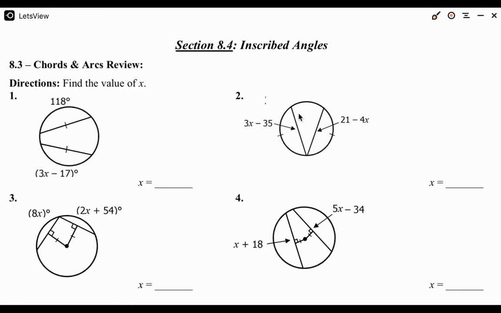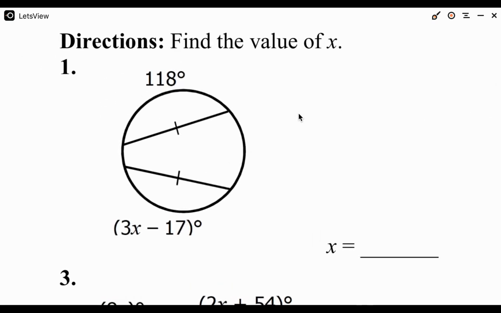Okay, so this is section 8.4, inscribed angles. So first we're going to do a review of chords and arcs. So number one, if our two chords are congruent, then that means the two arcs are congruent. So we have our equation 3x minus 17 equal to 118.